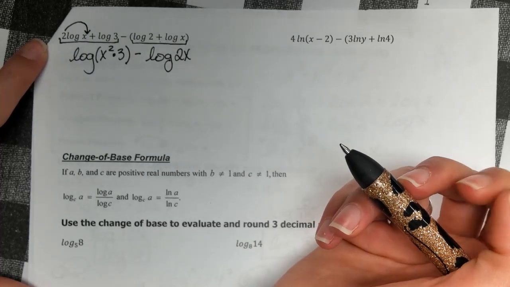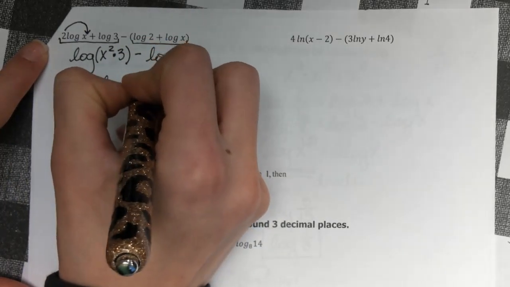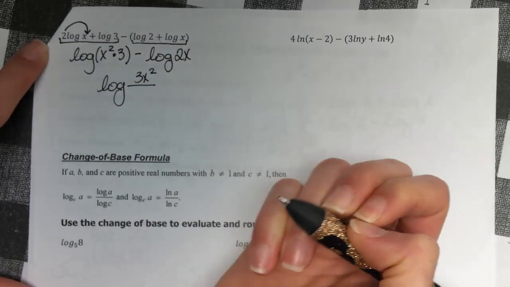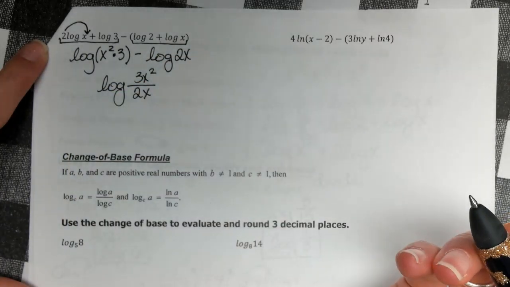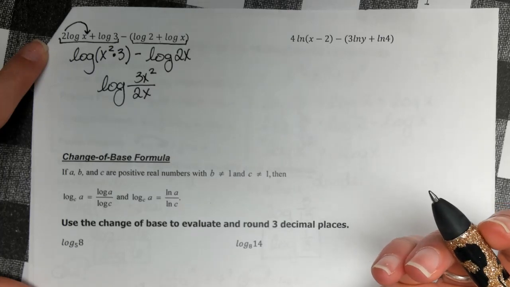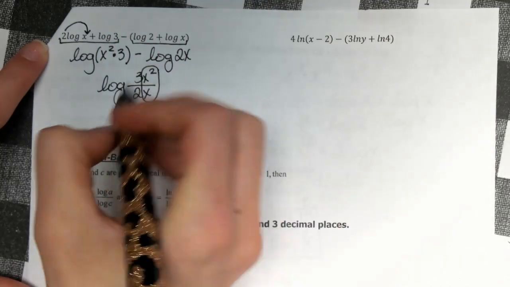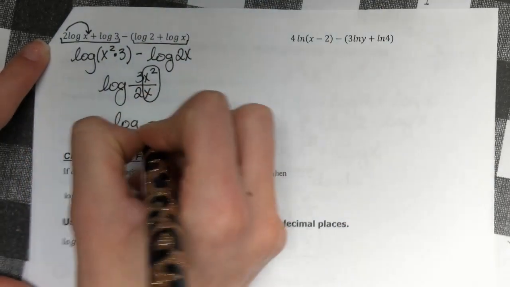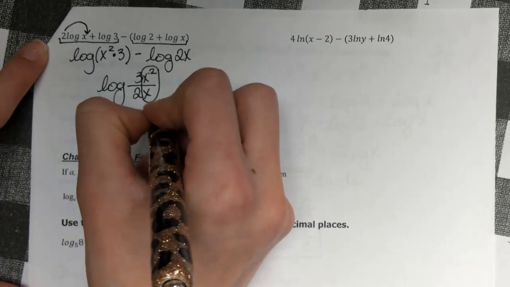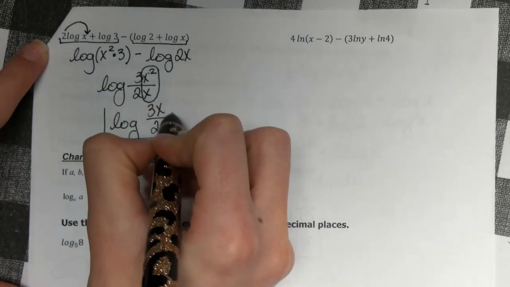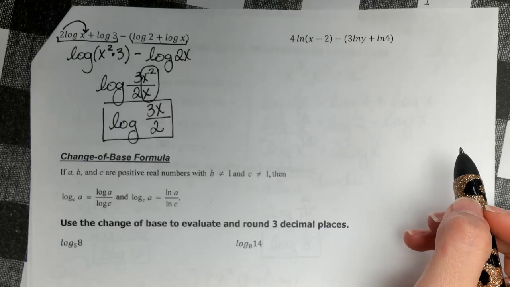Okay. So x squared times 3 is what? 3x squared. I'm going to have a fraction because I have a minus. And I'm going to put that over 2x. Then I'm going to see, can I simplify? I can simplify my x squared over x. So that gives me log of x squared over x just simplifies to x. So 3x over 2.